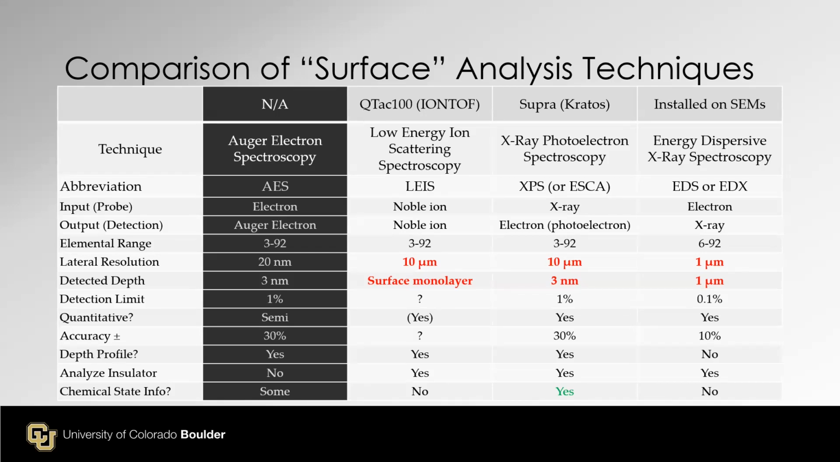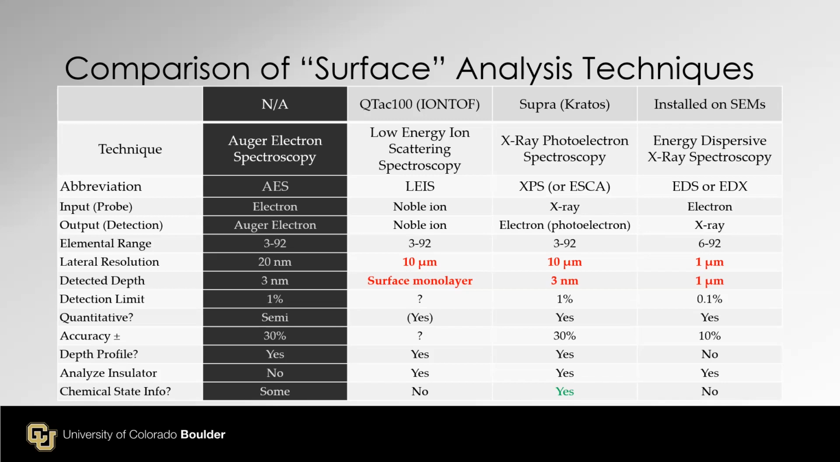Depth profiling, it's possible with the argon sputter gun, but maybe not so deep, like microns. Maybe like 10, 20 nanometers, because if you go deep, you lose the strength of the monolayer information. Analyzing insulator, yes, it's possible. The charge neutralizer is equipped. Chemical state information, no. I will explain a little later.